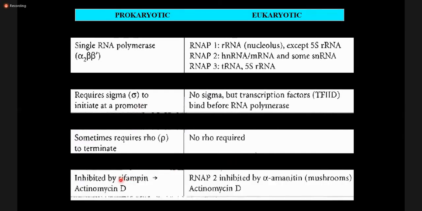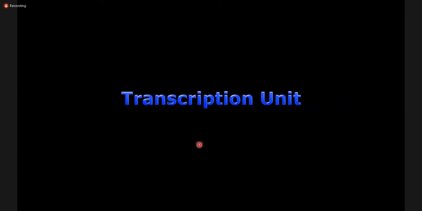Prokaryotic transcription is inhibited by rifampin and actinomycin D, whereas in eukaryotes, the RNA polymerase enzyme 2 is inhibited by alpha-amanitin, which is a mushroom poison, and actinomycin D, which is a chemotherapeutic agent. So this is just a simple comparison between the prokaryotic and eukaryotic transcription processes.